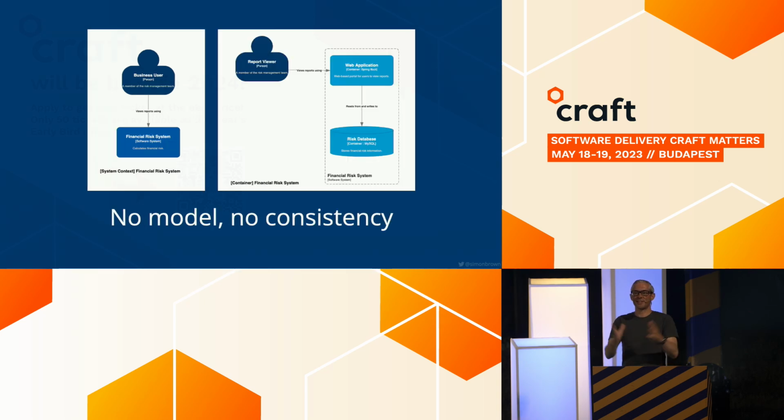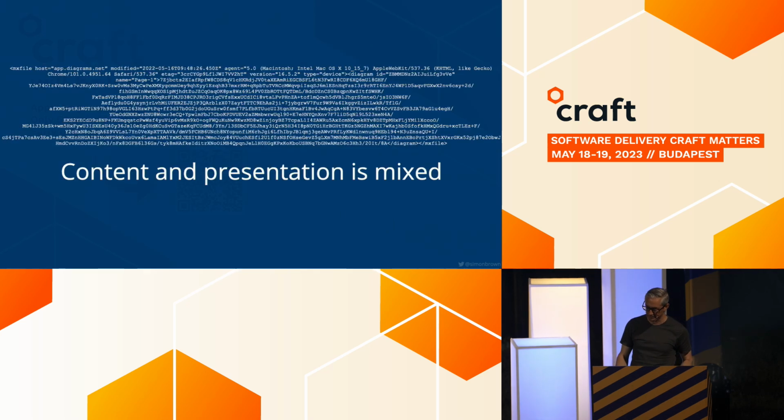Number two, there's no consistency. If you want to draw a context diagram and then a separate container diagram, in a tool like Visio, you now have to open 2 tabs. And you have to start copy and pasting boxes and arrows between those 2 tabs. If you rename one of the boxes, you need to make sure you rename it in both places. Otherwise, you get this situation. Business user on one diagram, report viewer on the other. There's no consistency. The tool can't help.